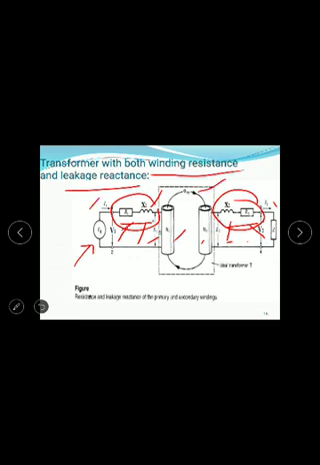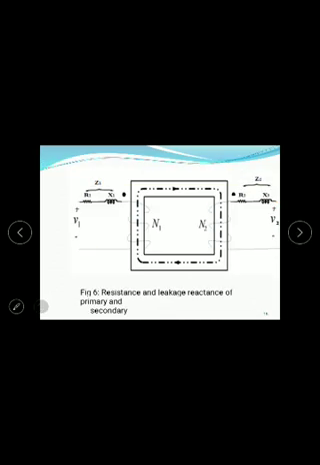The main flux is phi m. Here, by considering R1 and X1, R2 and X2, Z1 is the impedance at the primary side, and Z2 is the impedance at the secondary side. Z1 is R1 plus jX1 and Z2 is R2 plus jX2. So the resistance and leakage reactance of primary and secondary are drawn in this figure.